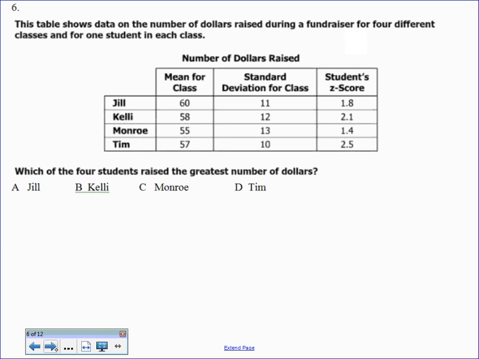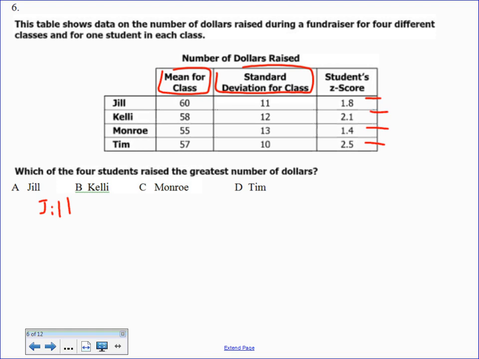This table shows data on the number of dollars raised during a fundraiser for 4 different classes for 1 student in each class. So what we have here is this is the mean for the entire class. And this is the standard deviation for the entire class. So what they're really asking us to do is to convert Jill's z-score into an actual number, Kelly's z-score into an actual number, Monroe's z-score into an actual number, and Tim's z-score into an actual number. So let's do Jill first.